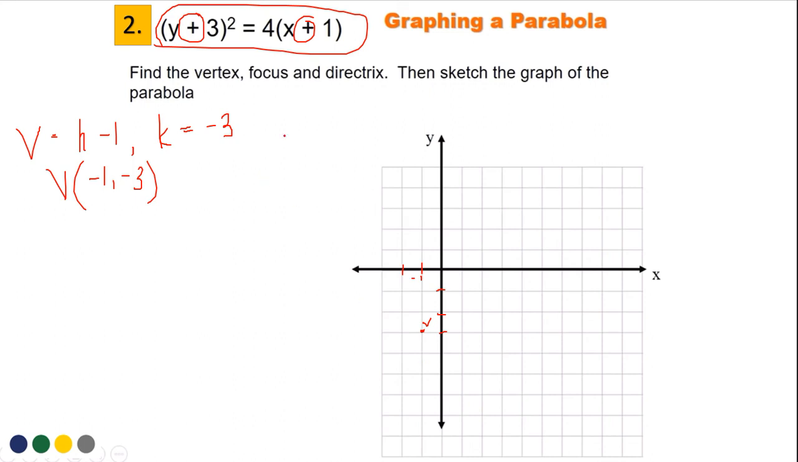As you can see, ano po yung may exponent? Is it x or y? Saan po yung exponent? Nasa Y, di ba? Since nasa Y siya, it could be right or it could be left. Pili kayo, right or left. Tingnan nyo yung 4P niya. So 4P niya is 4. 4P is equal to 4. Right or left?